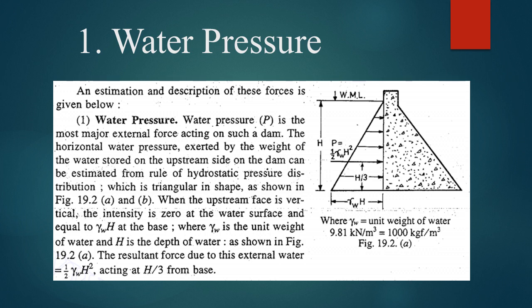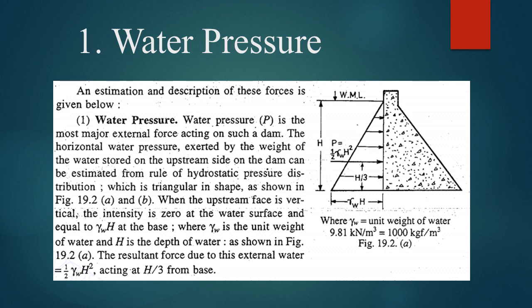So at the base, what is the unit weight of water? It means how much water is contained per meter cube of volume. It is 9.81 kilonewton of water in a 1 meter cube container. So that is the unit weight of water. Here the unit weight of water into the height will be the pressure at the base.